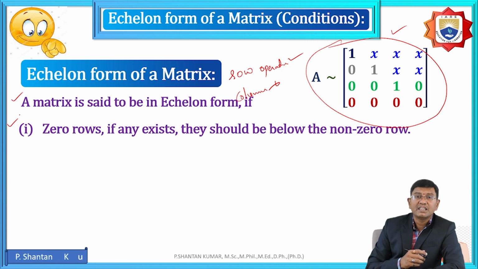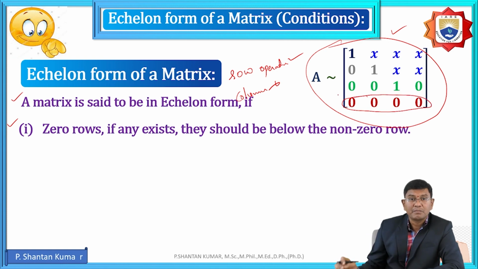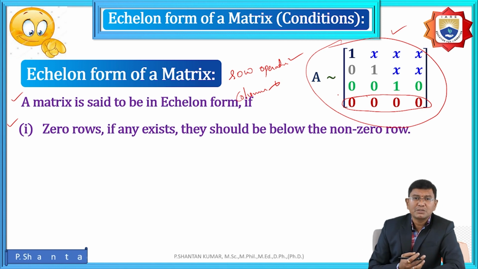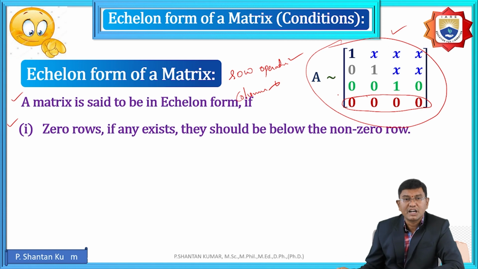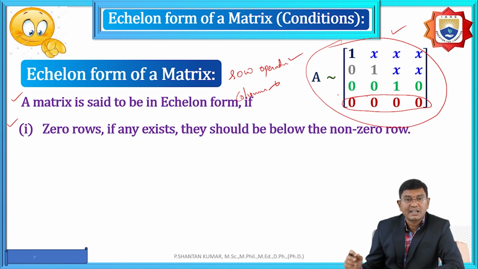Based upon this observation in the right side picture, here a 0 row is available after applying the elementary row operations, and I kept it in the bottom. If there are no 0 rows, then you forget about this condition. But in case, by applying any row operations, we get any 0 rows, we put them in the bottom. That is a fundamental basic concept.